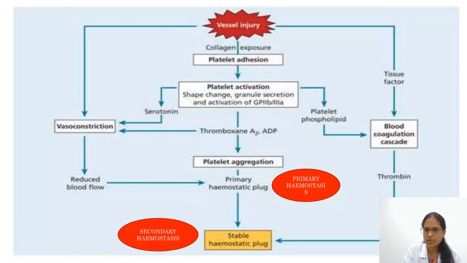This is extrinsic pathway activation. Simultaneously, when the platelets are getting activated, the tissue factor also gets activated, and this leads to the coagulation cascade, thrombin formation, fibrin polymer formation, and ultimately cementing together of the platelets, which will cause a stable hemostatic plug to stop the bleeding.